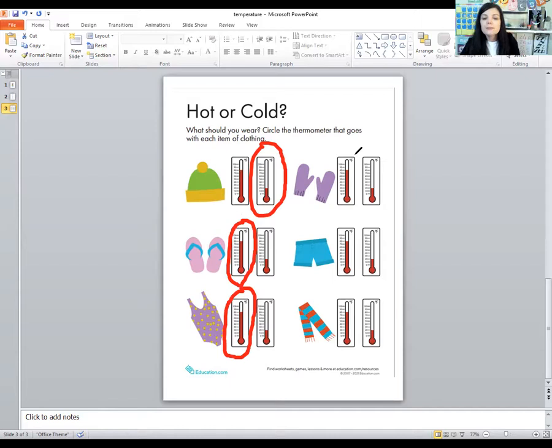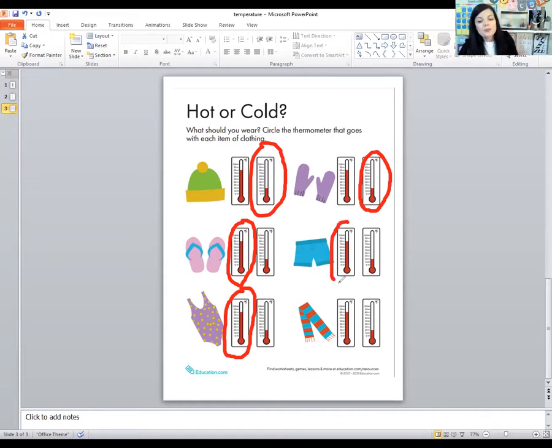The next one shows some mittens. When do you wear mittens? When it's hot or cold? We wear mittens when it's cold so our hands won't freeze. Which thermometer shows cold? Up or down? The one that is down, the red part that's down shows it's cold. The next one shows some shorts. Do you wear a pair of shorts when it's hot outside or when it's cold outside? We wear shorts when it's hot outside. Which thermometer shows hot?